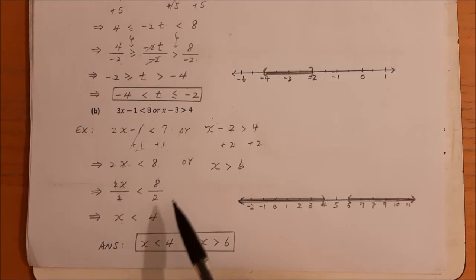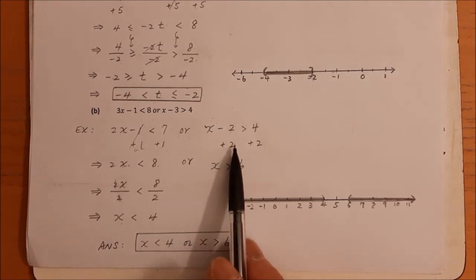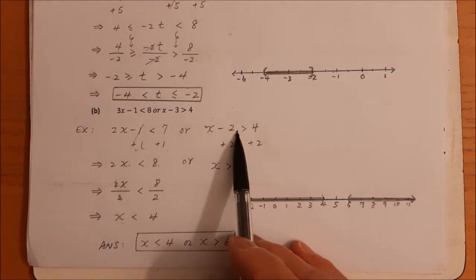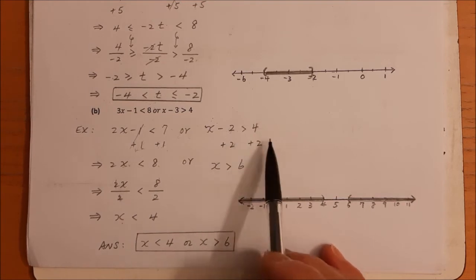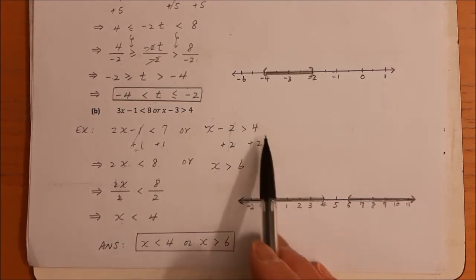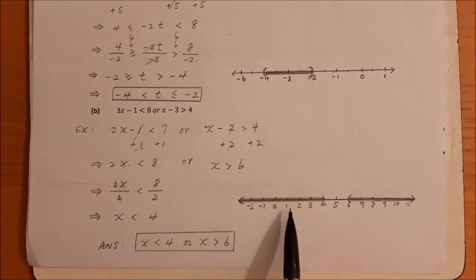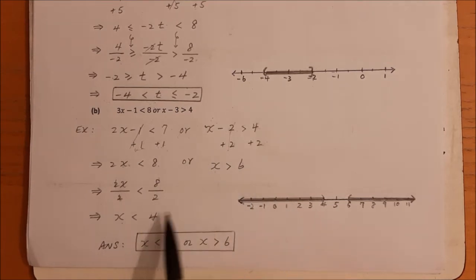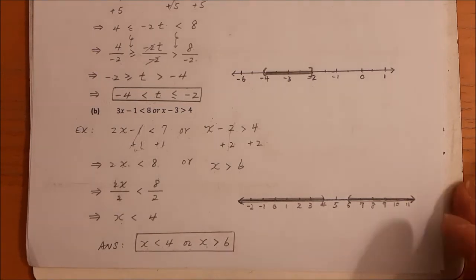So that's the first one. For the second one, x minus 2 greater than 4, you add the 2 to both sides. So this 2 cancels, it's 0. Get x greater than 4 add 2, is 6. Or, so the final answer is x less than 4 or x greater than 6.